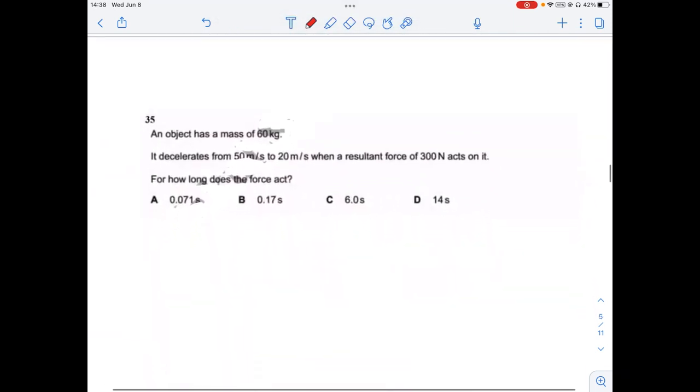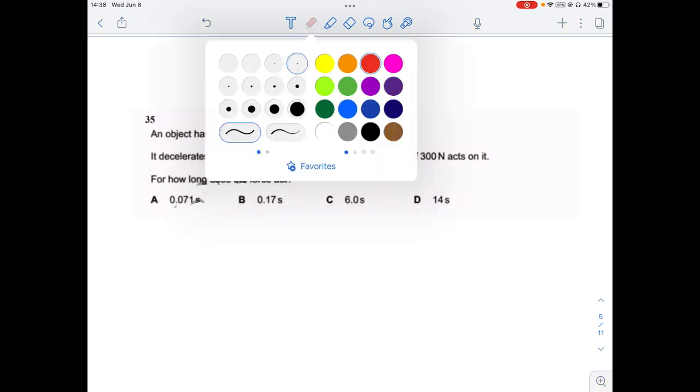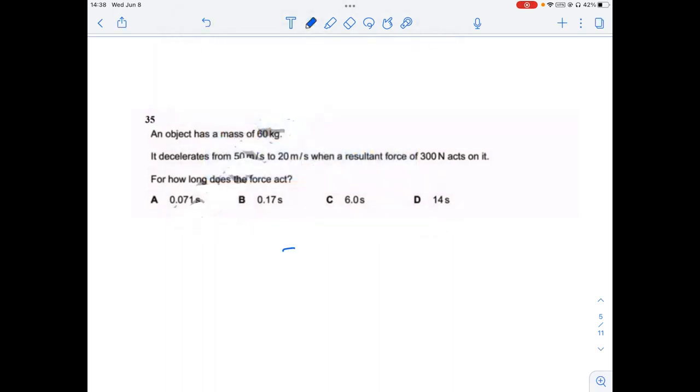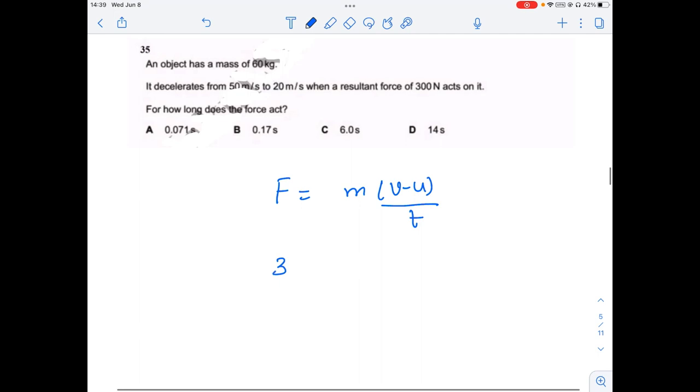Coming to question number 35, an object of mass 60 kg decelerates from 50 meters per second to 20 meters per second when the resultant force is 300 newtons. For how long does it take? So force is equal to mass times change in velocity upon time, or mass times acceleration. So force is 300 newtons. Mass is 60.